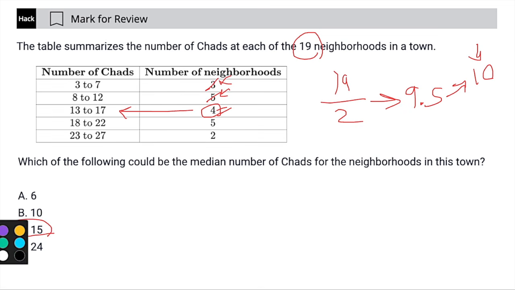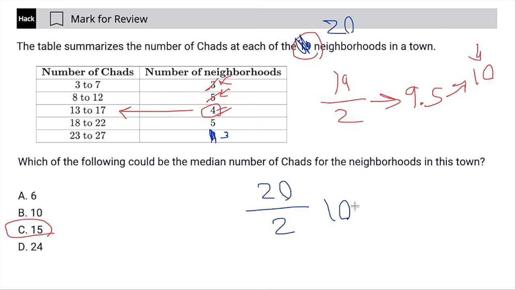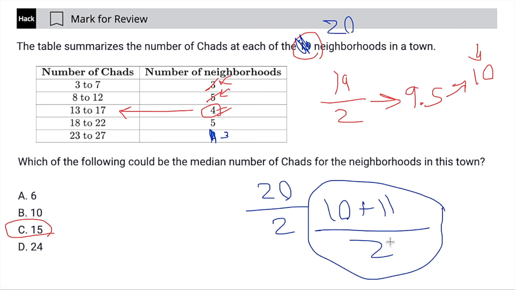And in case you're wondering, if you had an even number, so let's say we had like 20 neighborhoods in this town, and we'll just add like a third neighborhood here, then you would do 20 divided by 2, which is 10. And instead of rounding up, because we're already at a whole number, we're going to include the 11th and get the average of those two values. So in this case, we know that our 10th value was here. Our 11th value is also here. So either way, we would end up with 13 to 17 because the average of that would still be 13 to 17 since it's two of the same value. So there is your median trick.